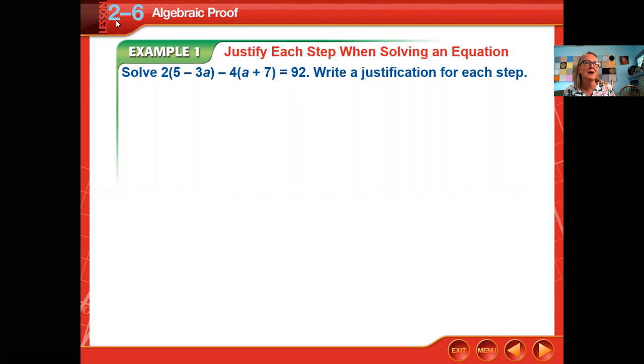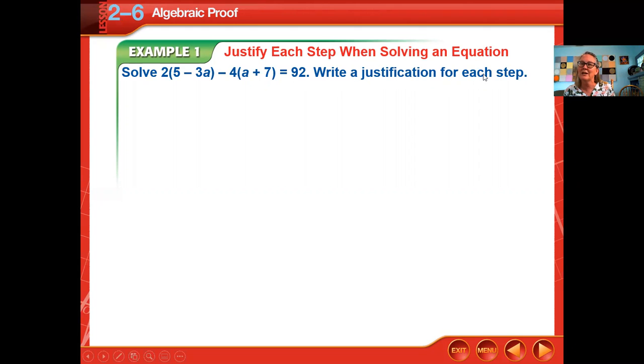Okay, so here is how it's different now. It says also write a justification for each step. Since this is baby steps for proofs, when you go to prove something, they give you something that you're to accept as true, and then they say prove something else based on what they give you. So what they're giving you is the original equation, and you're going to solve it. You're going to prove what the answer is.